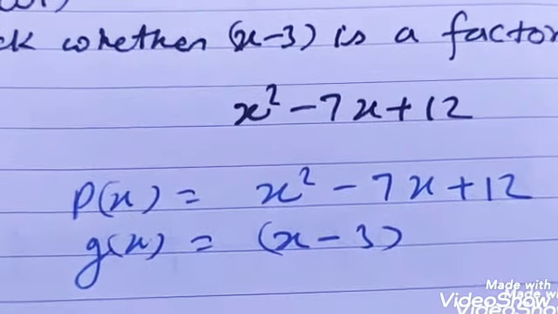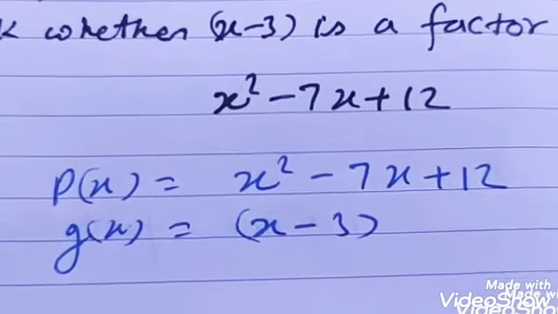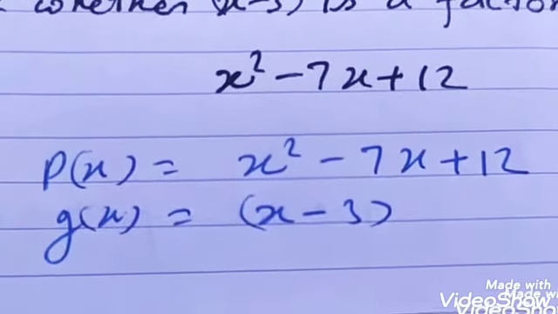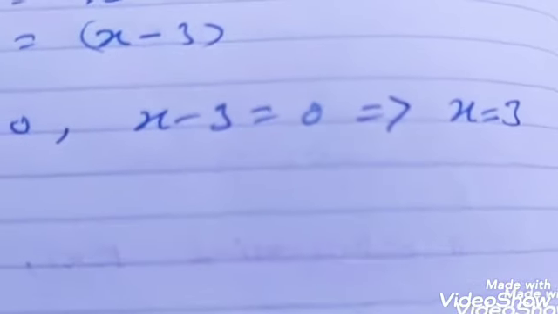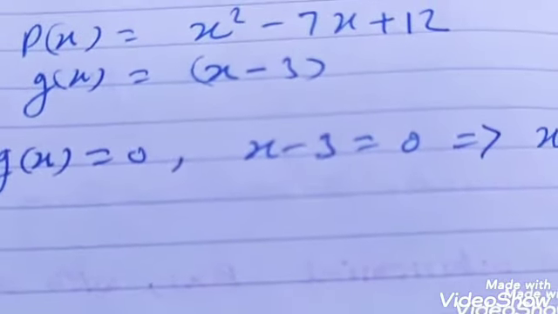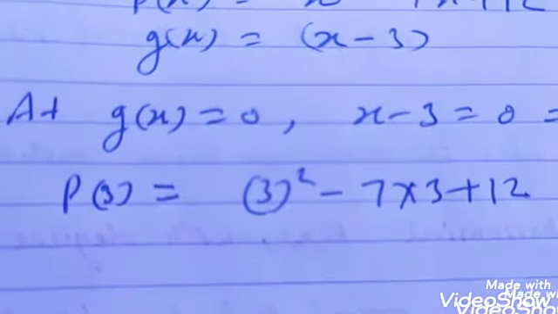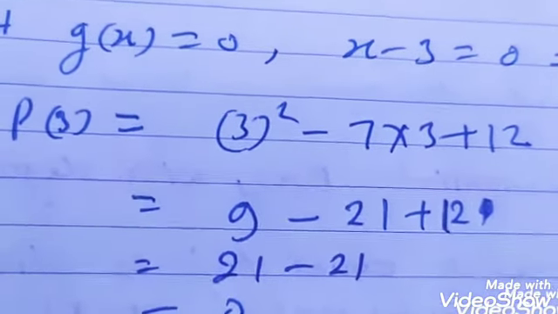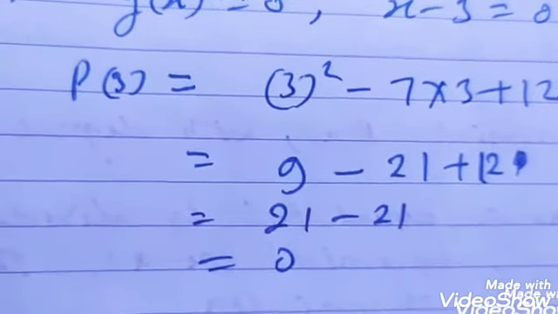So to apply factor theorem, first we will take the 0 of the divisor. So taking g(x) equal to 0, there will be x minus 3 is equal to 0. That means x is equal to 3. Now using factor theorem, p(3) is equal to 3 square minus 7 into 3 plus 12. That is 9 minus 21 plus 12. So 9 plus 12 equals 21, minus 21 is equal to 0. So therefore p(3) is equal to 0.